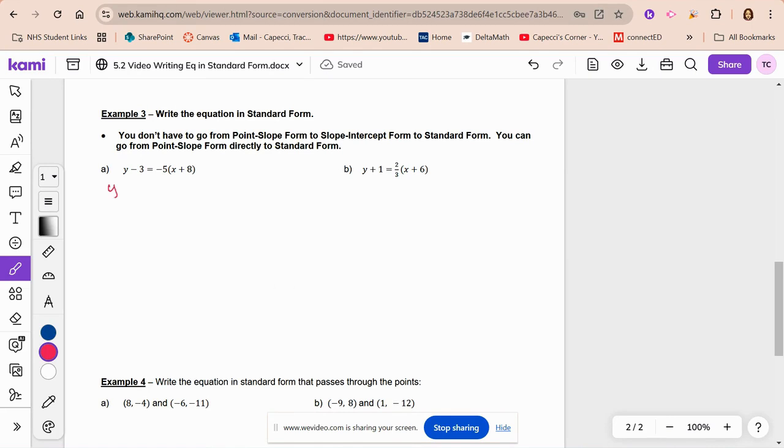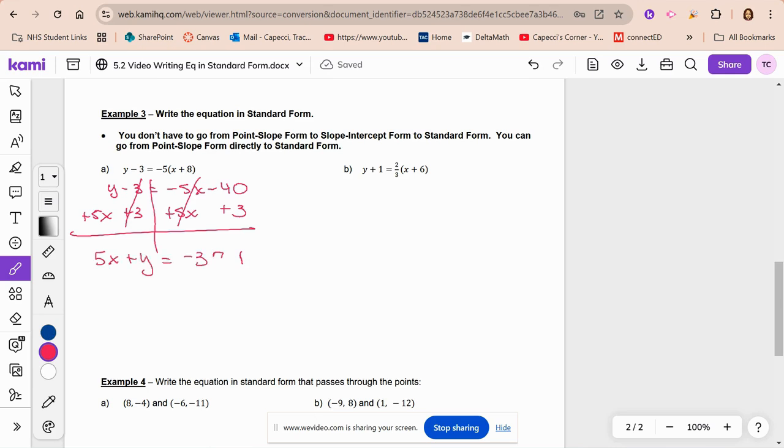Okay, so the first thing I'm going to do in this next problem is distribute, right? Get rid of my parentheses. There's my wall. So I know I want my x's and my y's on the same side. So that's going to zero out. I'm going to do this all in one step. So I'm going to move my numbers to the right-hand side. So that's going to zero out there, my 3. So I'm going to have 5x plus y is equal to negative 37. So we're going to kind of go through my steps.